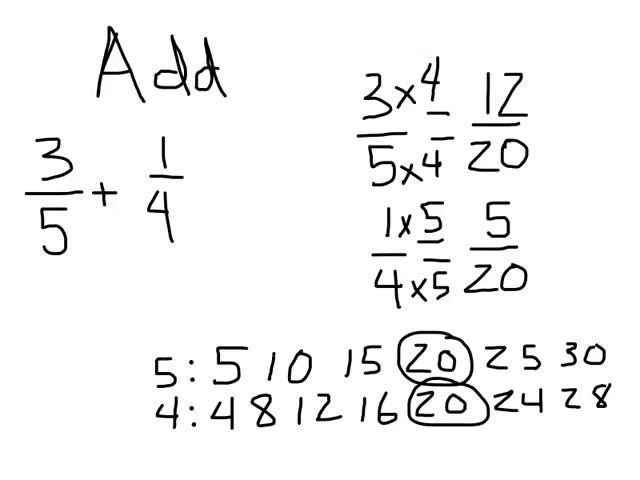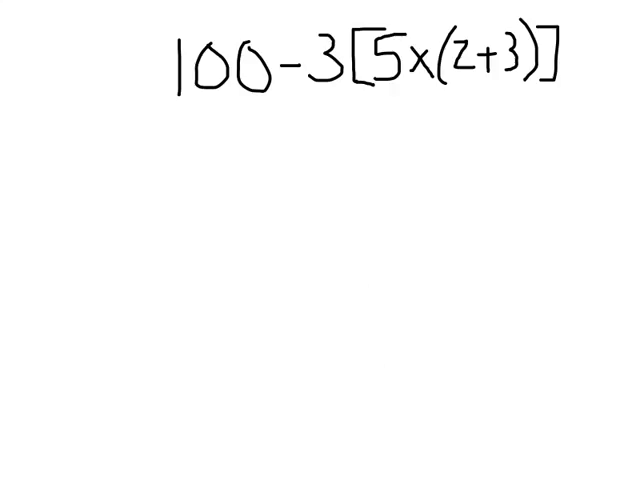Now my fractions are ready to add because they have the same denominator. 12 plus 5 is 17, and my denominator stays the same. The answer is 17 over 20. Let's look at the next example.